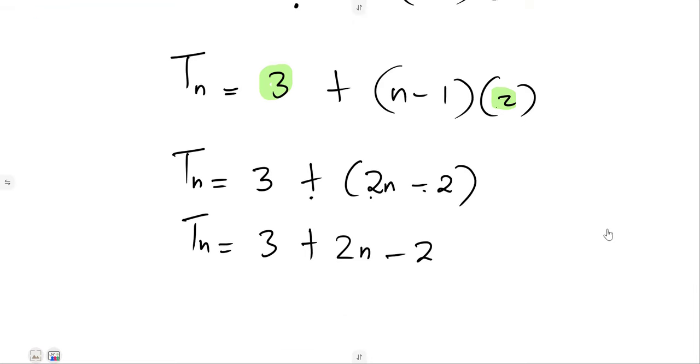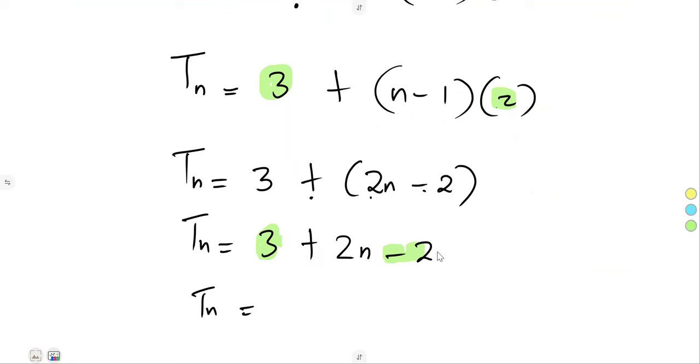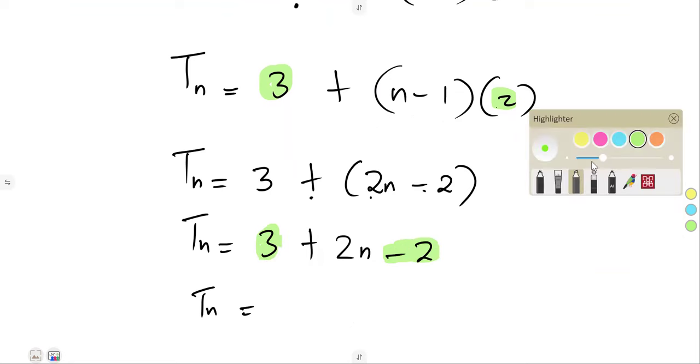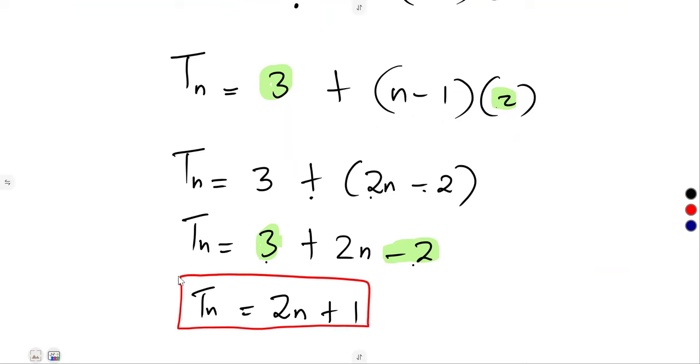So we can collect the like terms, working with the constants, 3 and minus 2. 2n is just on its own. So that's 2n, and 3 minus 2 is 1. We are done. There is nothing that we are going to do further. It is in its simplest form. So writing this, Tn is 1 plus 2n.